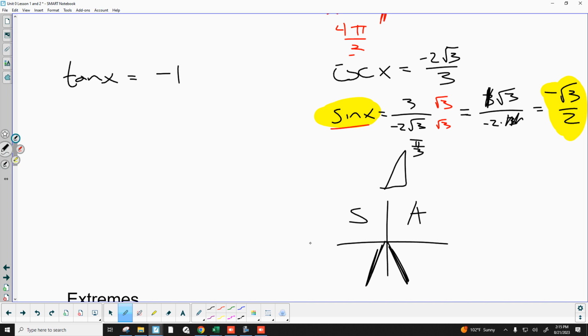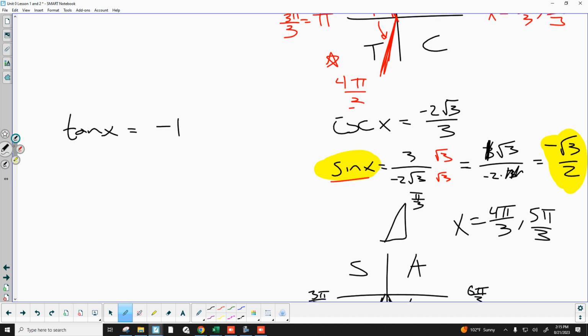To figure out those pi over 3s, you could start with 3 pi over 3 and add 60 degrees. You could start with 6 pi over 3 and subtract 60 degrees, or subtract pi over 3. Giving us 4 pi over 3 and 5 pi over 3. Cool, moving on.